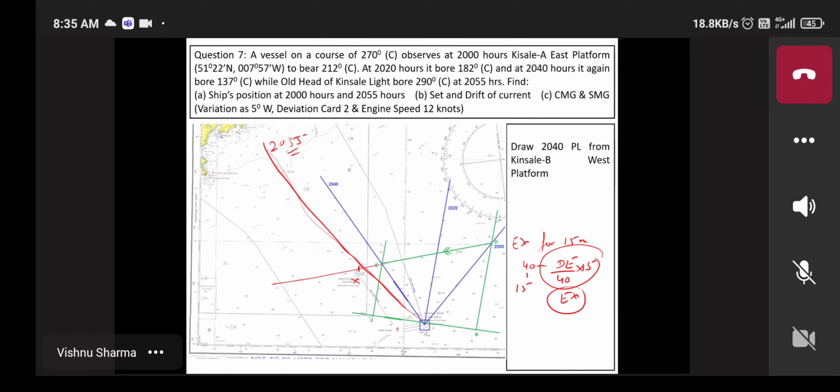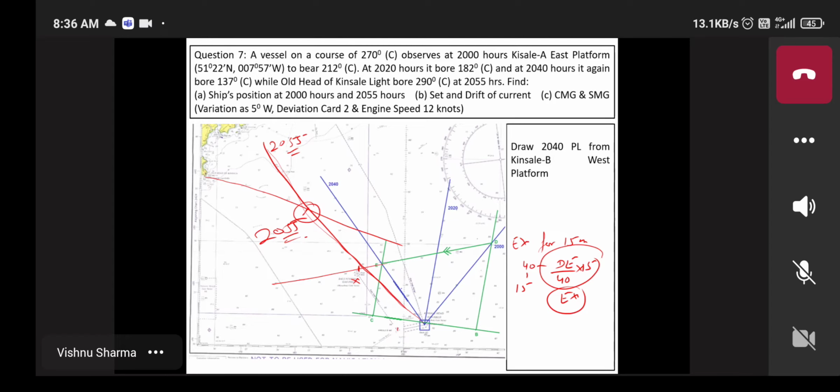Okay, guys? Yes, sir. And now you draw the 2055 PL from Kinsale. Wherever they intersect, this becomes 2055 fix. Please evaluate, see that you have understood. Let me know if there is any concern. No, sir. Well understood, sir.